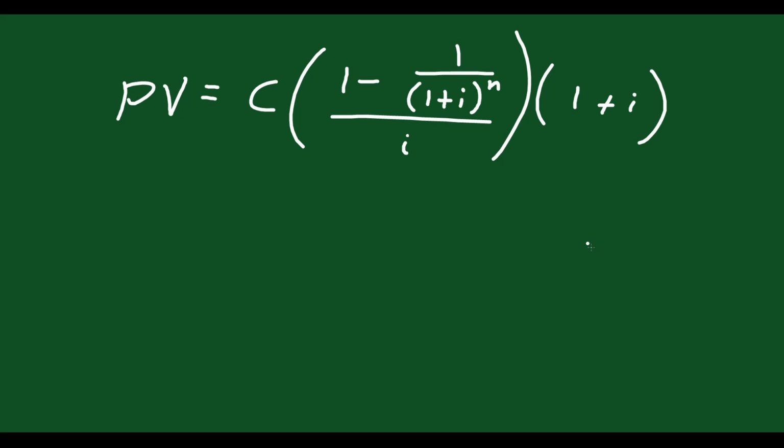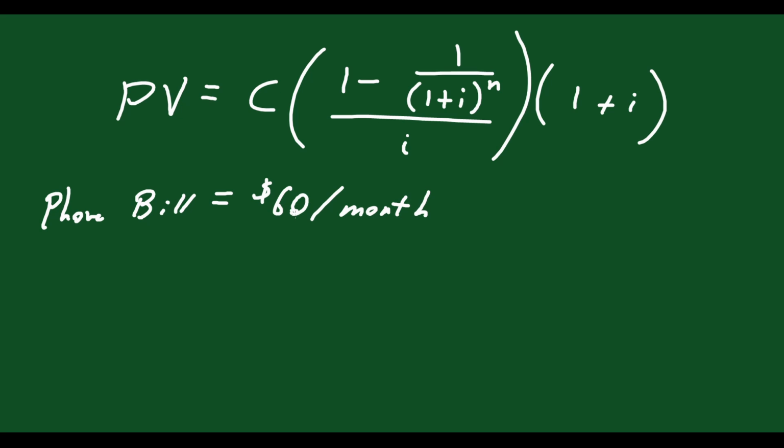Now, let's think of an example for this. Let's say you want to set up an account, and this account is going to make payments every month for your phone bill, for example. And your phone bill every month is equal to, we'll say, $60 per month. Okay? $60 a month. And you're only planning on having this phone for, we'll say, 2 years. You want to set up an account that is going to pay these bills for you on your behalf. So you're just going to put a certain amount of money in that account and then forget about it. It's going to make these payments for you.